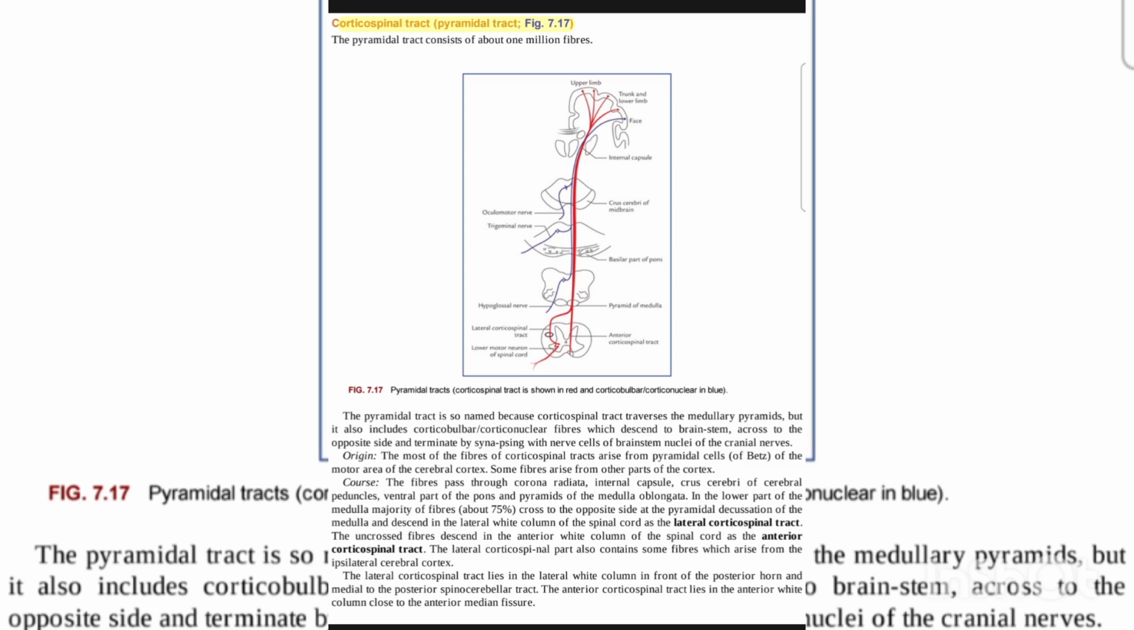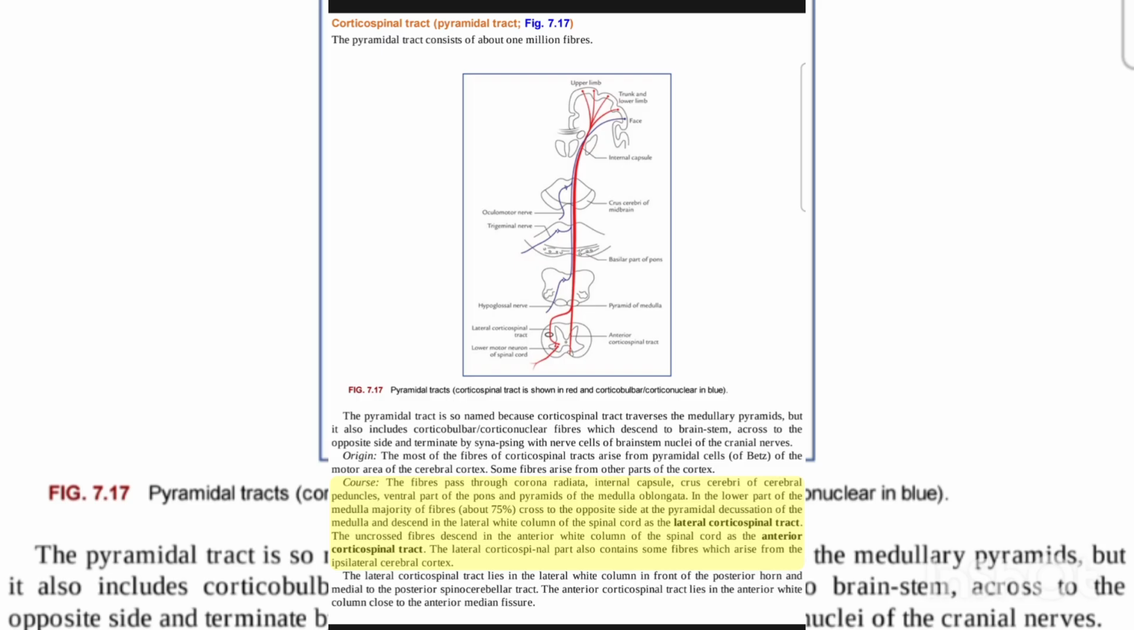Corticospinal tract, pyramidal tract, Fig. 7.17. The pyramidal tract consists of about 1 million fibers. The pyramidal tract is so named because the corticospinal tract traverses the medullary pyramids, but it also includes corticobulbar, corticonuclear fibers which descend to the brainstem, cross to the opposite side and terminate by synapsing with nerve cells of brainstem nuclei of the cranial nerves. Origin. Most of the fibers of the corticospinal tracts arise from pyramidal cells, of Betz, of the motor area of the cerebral cortex. Some fibers arise from other parts of the cortex.